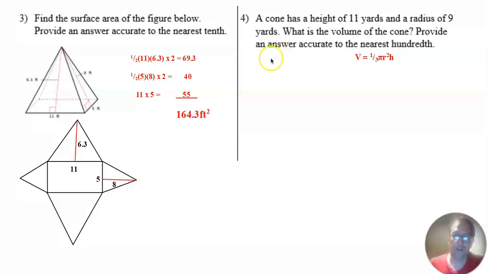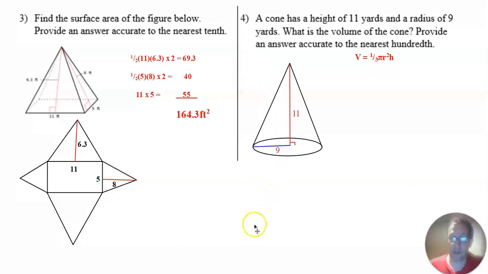All right, you are back. So first thing I'm going to do is I'm going to draw the cone. So there's my cone. It's got a height of 11 yards. It's got a radius of 9 yards. So height and radius, and it is the height, not the slant height, so it's going down the middle, which is good because volume wants the height. And now all we're going to do is plug in 9 for my radius, and plug in 11 for my height.